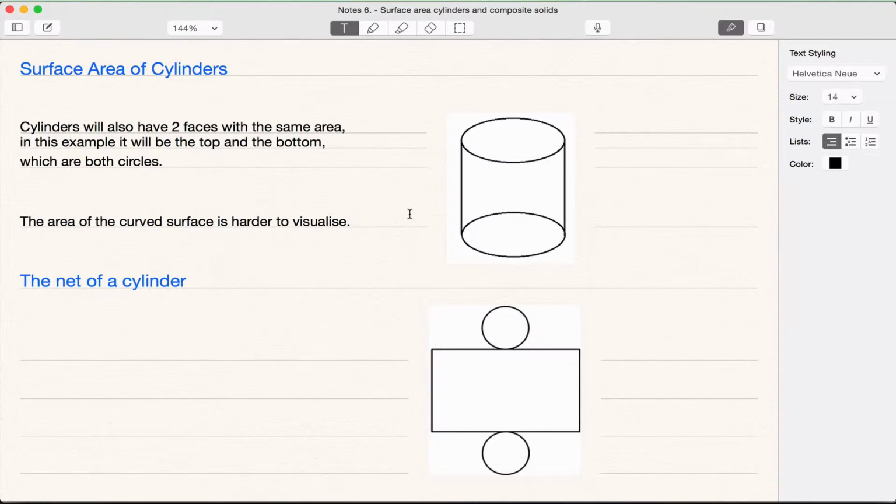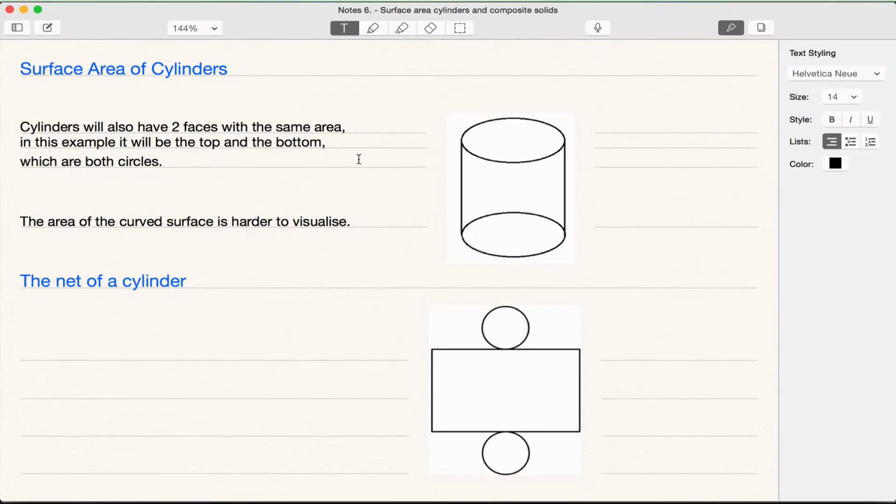Hello and welcome to our video on surface area of cylinders and also composite solids. Now cylinders are a special type of prism that have two circular ends and they're long and tall.